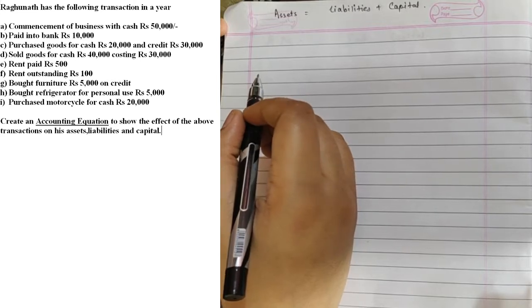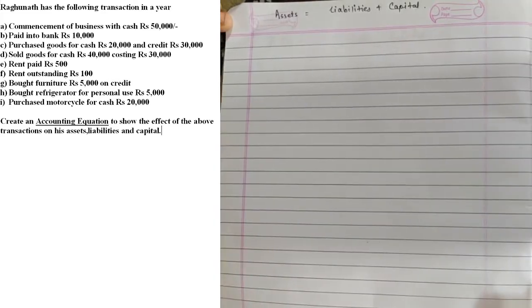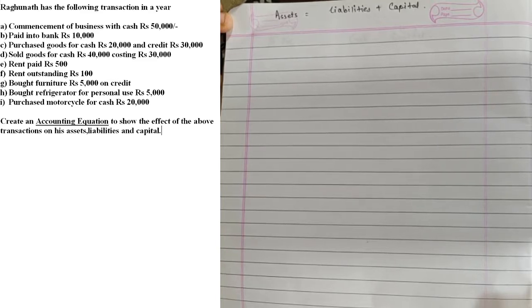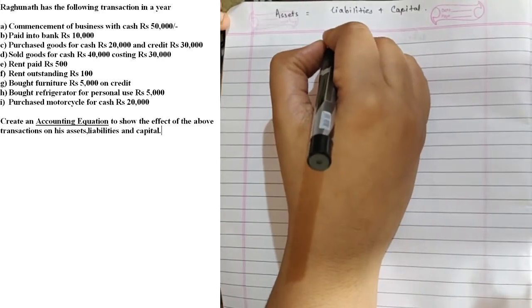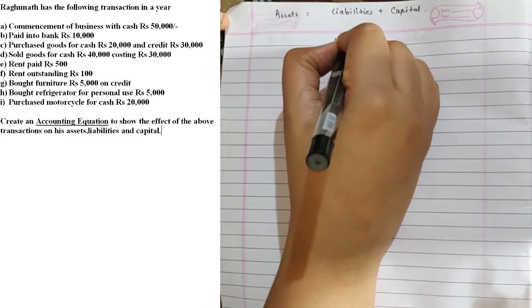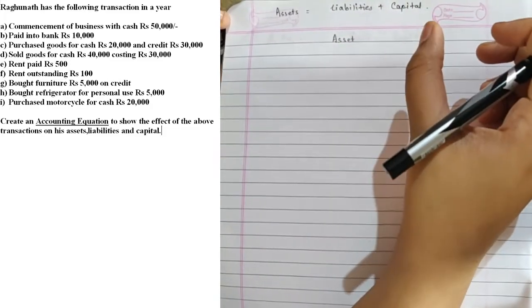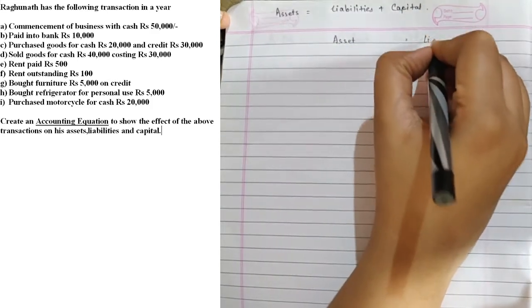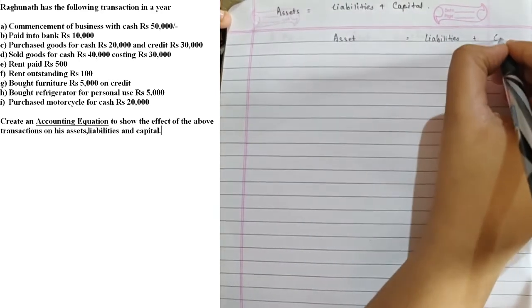So let us begin with the example. It is given that Raghunath has the following transactions in a year. The first is commencement of business with cash, rupees 50,000. So we are going to write down assets. We are going to leave some space for the assets because there are various kinds of assets, equals liabilities plus the capital.